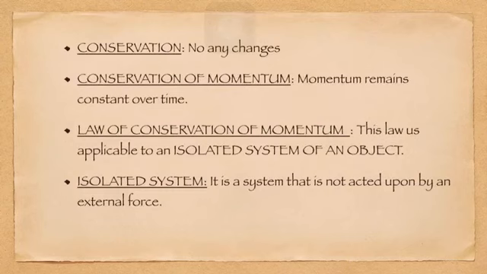Clear? So next, law of conservation of momentum, which we are learning. So law of conservation of momentum means this law. Okay, this particular law will be applicable only to an isolated system of objects. Clear? So isolated system means it is a type of system, or you can say it is an organized system, where no any external force will act. Clear?